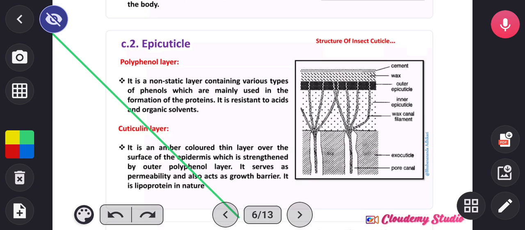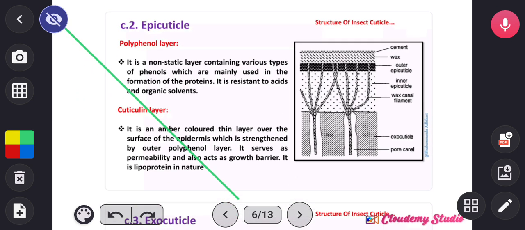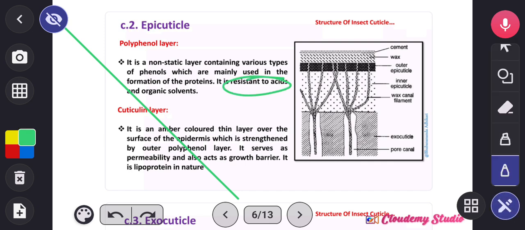The next thing is the polyphenol layer. The polyphenol layer is a non-static layer consisting of various types of phenols, which are mainly used for the formation of protein, and it is resistant to acid and organic solvents. Remember, I told you that the cuticle is insoluble in organic solvents and weak acid. This is because of the polyphenol layer.